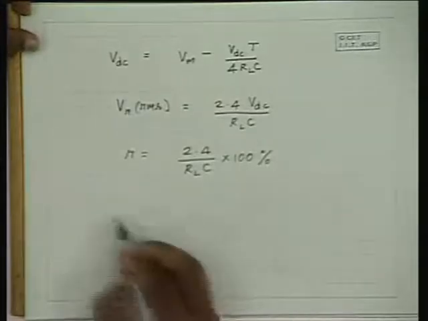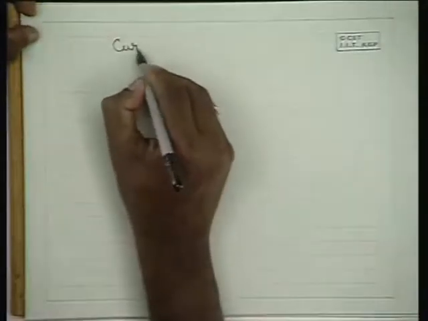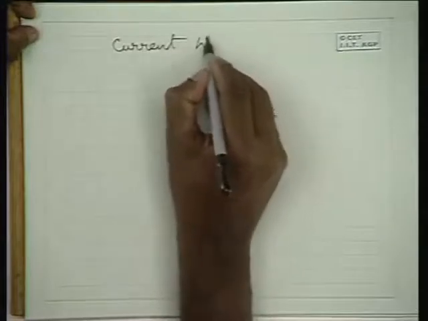Now let us also see how the waveform of the current passing through the diode looks like. By looking at the current waveform through the diode.